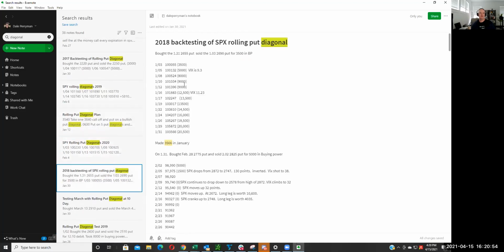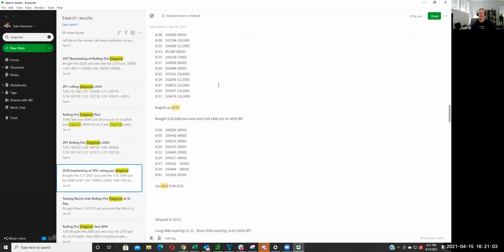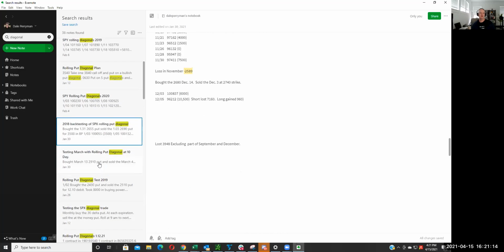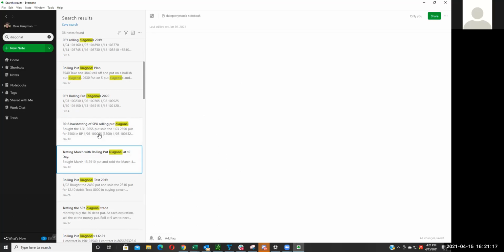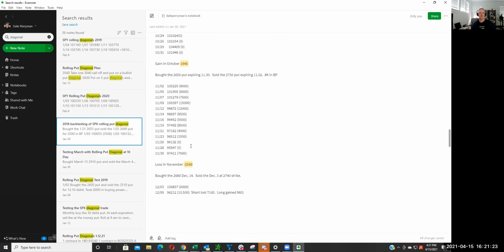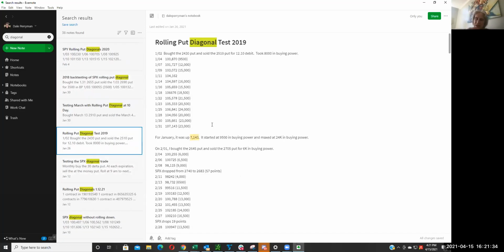Here's a 2018 back test of an SPX rolling put diagonal. Let's see if I can see the bottom line. I think it was a loser in 2018. Not a big loser, but about a $3,800 loser for the year, I think. That's where the VIX was very, very low. Seems like a lot of strategies were losing in 2018, because I think Tanya said that the zero DTE didn't perform very well in 2018 either.